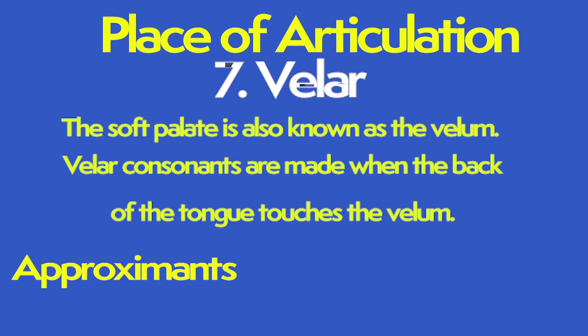Now, there is also an approximant velar consonant. Remember, approximants, there are 4: w, r, y, and l. So, which one of these approximants is generated by your tongue touching the velum? The answer is w. So there's a very slight touch of the back of the tongue touching the velum when you say w, as in wet, or w, as in Howard.